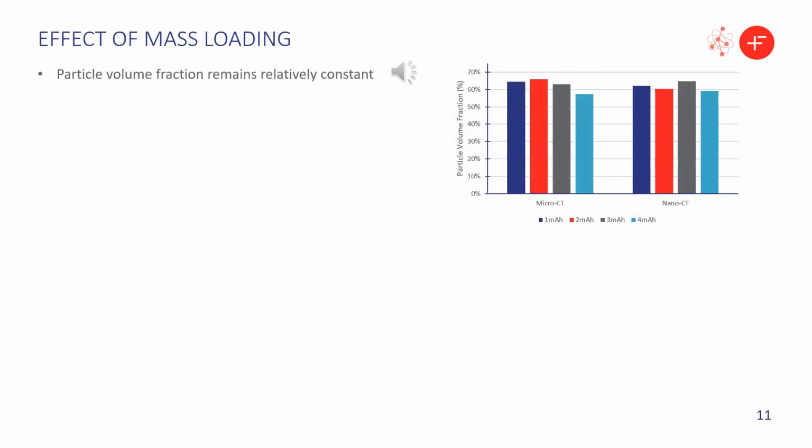Initially, we can find the volume fraction of the particles from each electrode, with all samples giving a value of around 60%. There is a slight decrease in volume fractions as the electrodes get thicker.